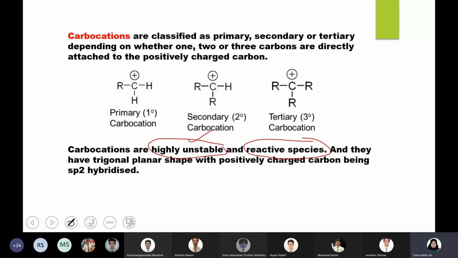Carbocations are formed as intermediates in a reaction. Once they form, in the next step they will immediately undergo some changes to give you a stable product. And as I said, the shape or geometry is trigonal planar, and the hybridization is sp2. If you want to draw the sp2 hybridized trigonal planar geometry, you can see the carbon with positive charge and three bonds. It can be either hydrogen or alkyl based on primary, secondary or tertiary. For primary, there will be 2 hydrogen and 1 alkyl group.